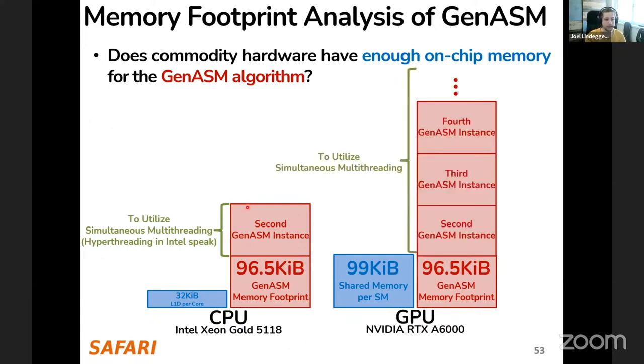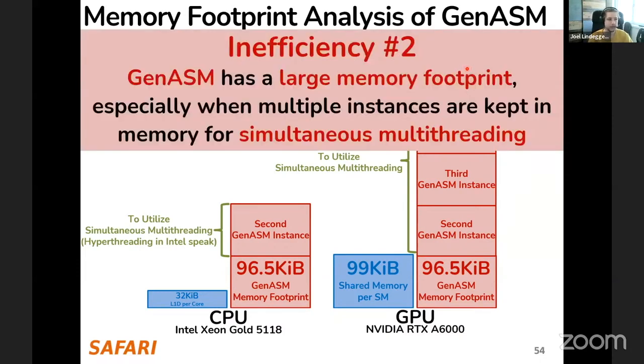And also in the GPU case, it looks much worse now, because GPUs for simultaneous multithreading don't just need 2 instances, but many, like 4, 5, 6 instances. This is because they're designed with massive simultaneous multithreading in mind. But then the available on-chip memory on the GPU is nowhere near enough to fit all of GNASM's memory. And this is the second inefficiency we observe. GNASM just doesn't have enough memory footprint, especially when multiple instances are kept in memory for simultaneous multithreading.